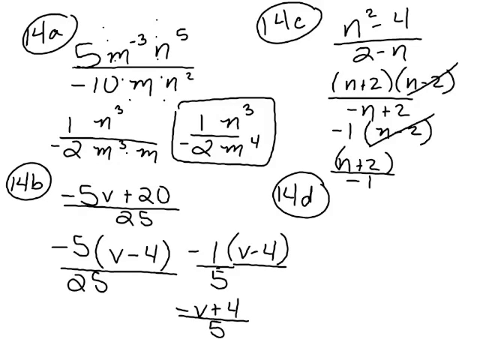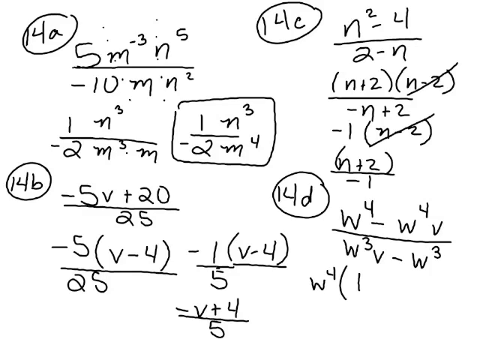Let's try 14d. It is w to the 4th minus w to the 4th v over w to the 3rd v minus w to the 3rd. Okay. This is easy to see. I have some terms I can pull out, don't I? So on top, I want to pull out the w to the 4th. That will be rewritten as 1 minus v. Then on bottom, if I pull out the w to the 3rd, I'll have v minus 1.